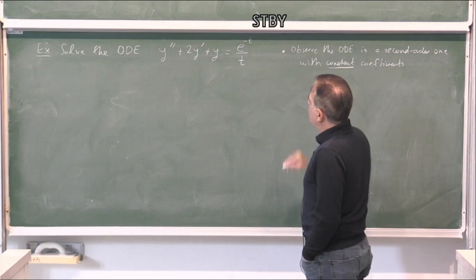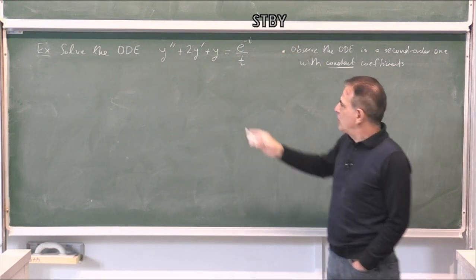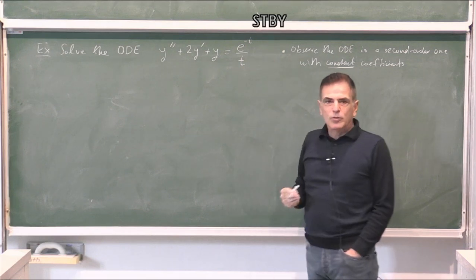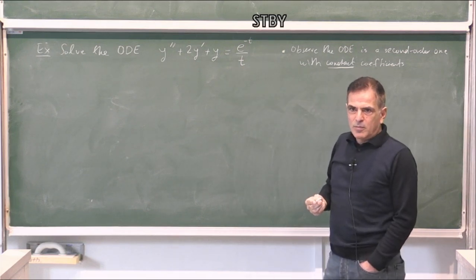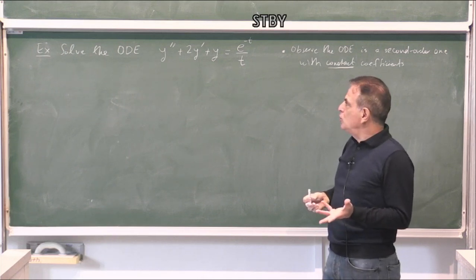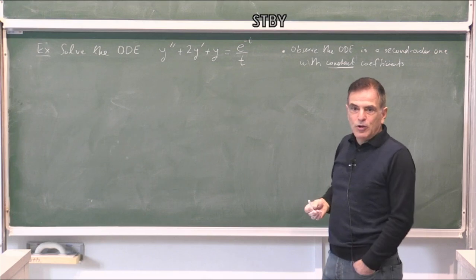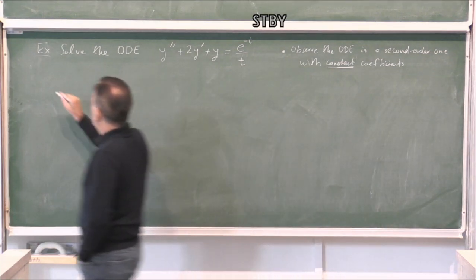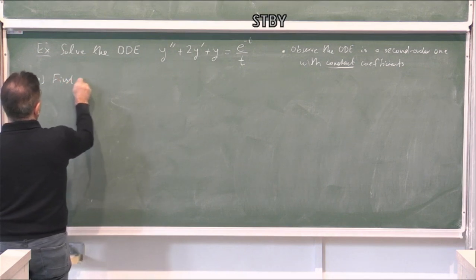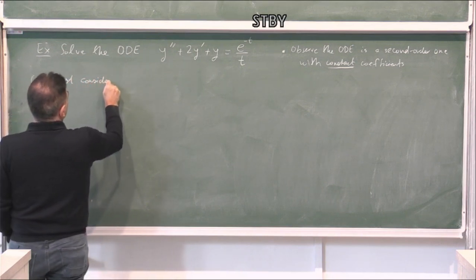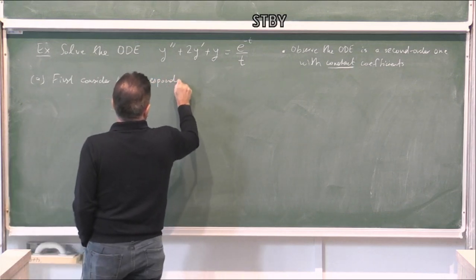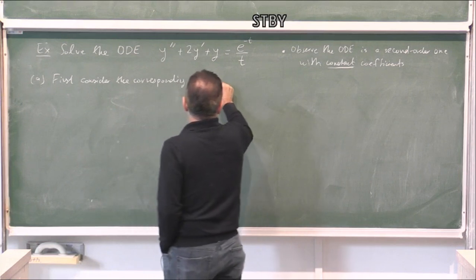But the method of variation of parameters may be used because there is no restriction on the type of non-homogeneity term. Okay? But what must be known? We have to know the two solutions of the corresponding homogeneous equation. So first consider the corresponding homogeneous equation.